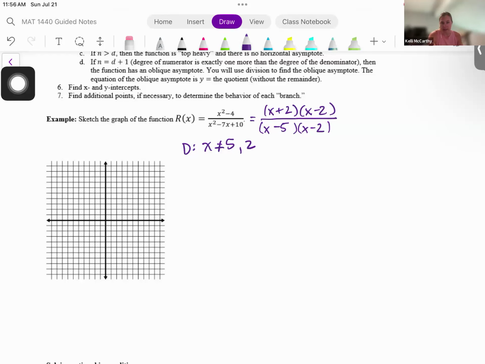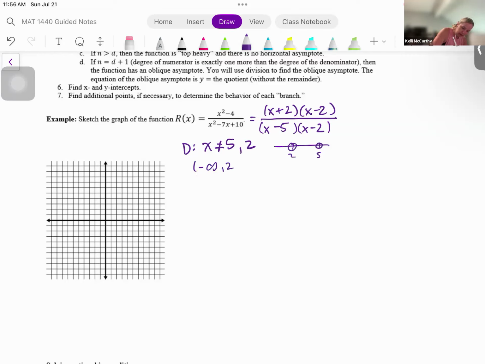Now, if we wanted to write this in interval notation, it might help you to see it on a number line. So I might sketch 2 and 5. And really, these are the only values that x cannot be. It can be everything else. So that's going to be from negative infinity to 2, union 2 to 5, union 5 to infinity.